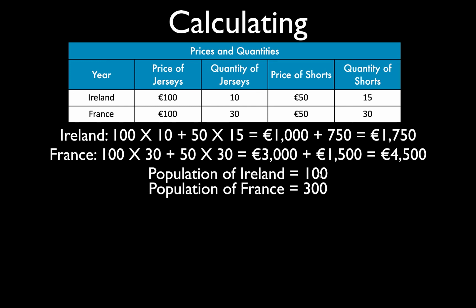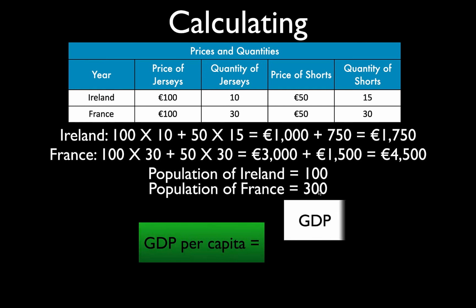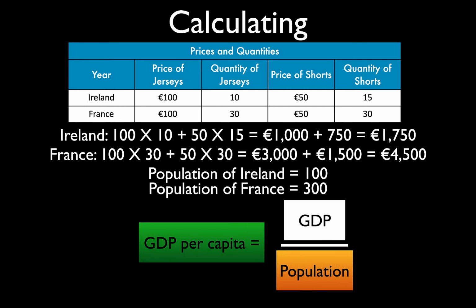And now I'm just making up simple figures to say that the population of Ireland is 100 and the population of France is 300. So GDP per capita is calculated by this. It is GDP divided by the population. GDP of that country in that year divided by the population of that country in that year.